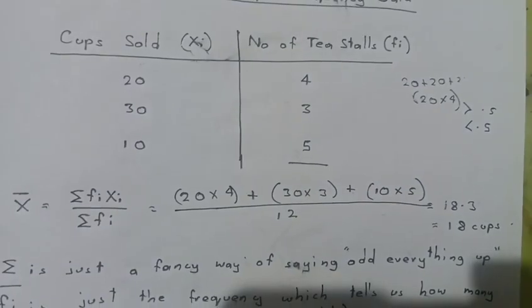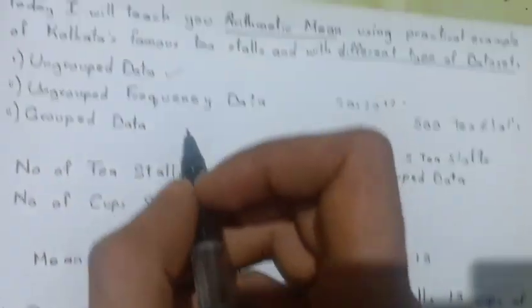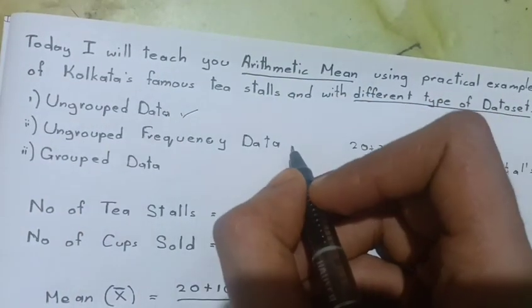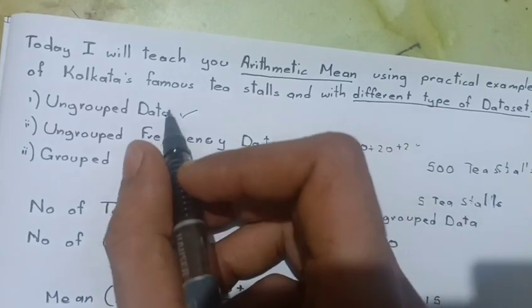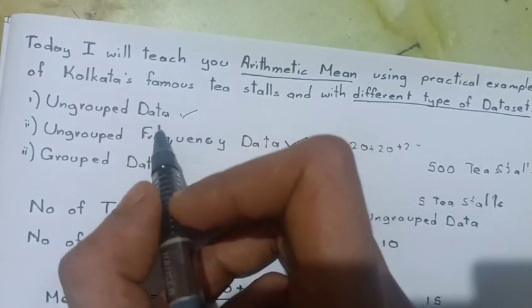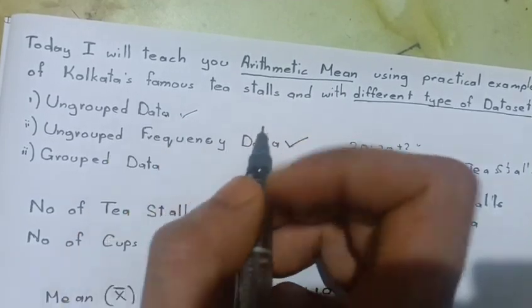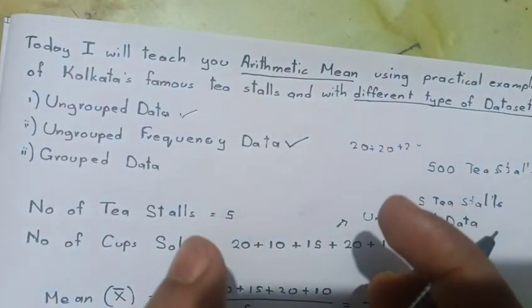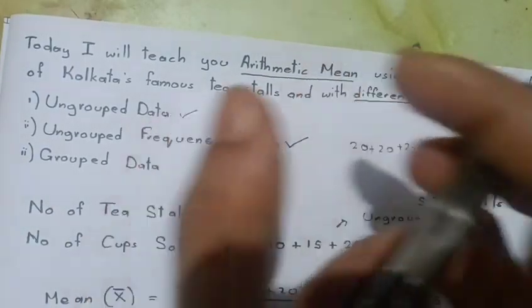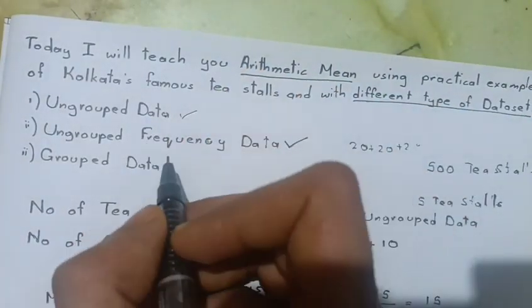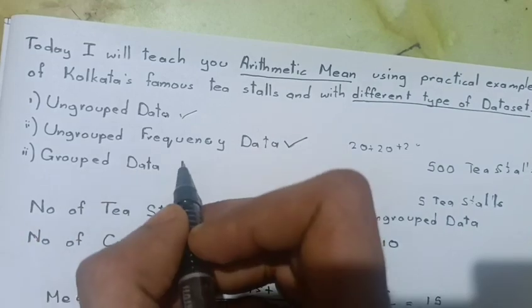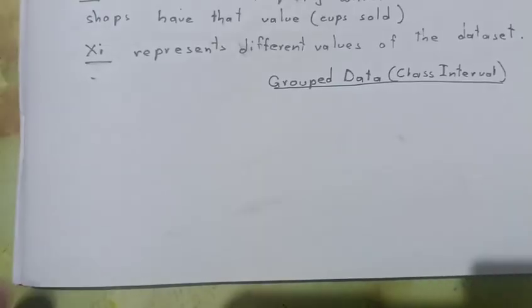So yeah, that's all we have found on group frequency data. How is it different from ungrouped data? We are just bringing one extra frequency distribution table just to make it more simple. And now we will do the last one, the group data.